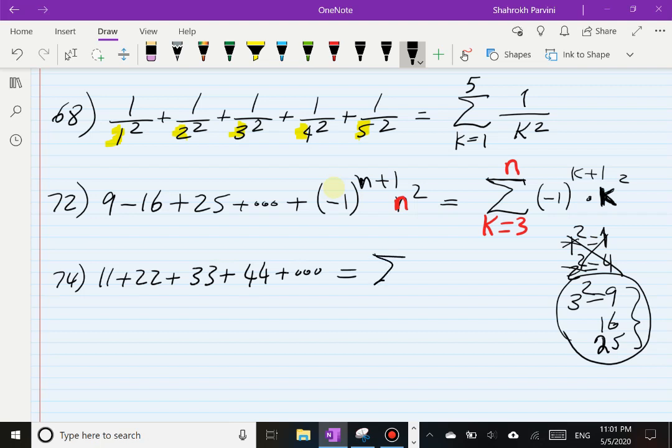Now, for this one, notice because every term is a factor of 11, that should help us. And again, if you want, pause the video and see if you can figure this out. Then if you can or cannot, come back and check your answer.